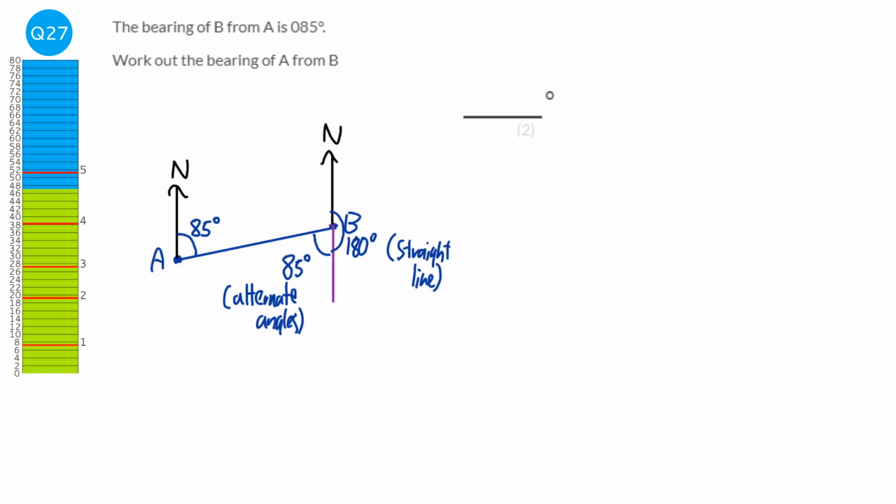And I'm not a fan of doing the reasons on the diagram, so maybe perhaps I should have labelled this an x and this a y and written x equals 85 and y equals 180 somewhere else. And so to work out what the bearing is, I just need to do 180 plus 85. So 180 plus 85 is going to be 265 degrees.